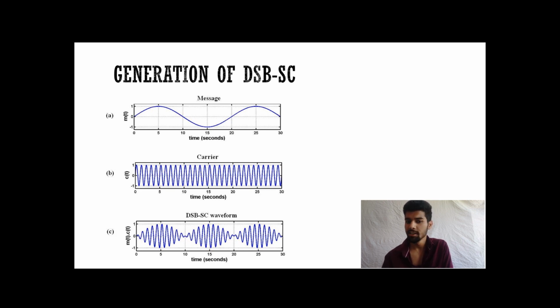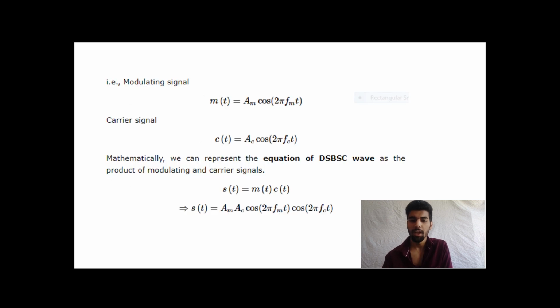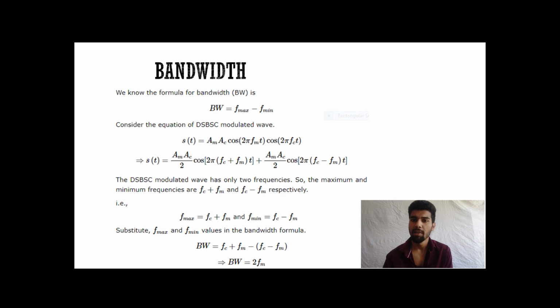So the modulating signal is m(t), the carrier signal is c(t), and the equation for DSBSC, we all know, is s(t) equal to m(t) into c(t). By putting these equations right here, we get the result. Now the bandwidth is maximum frequency minus minimum frequency. So where will this maximum and minimum come from? Right from this equation. Here we can see the maximum will be fc plus fm and the minimum will be fc minus fm, because we all know that the frequency of the carrier is greater than the message frequency.